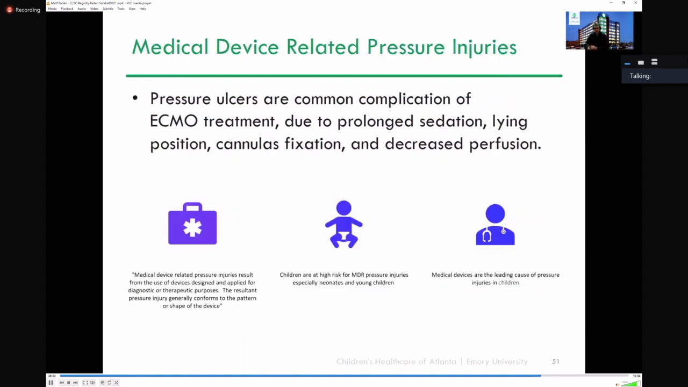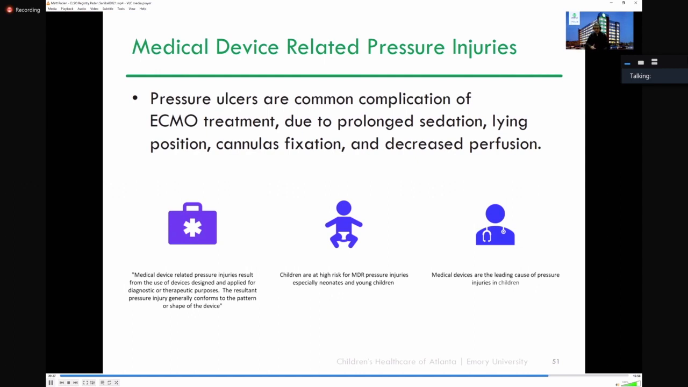And excuse me, for those of you who don't know, medical device related pressure injuries are a big deal, and they're actually the leading cause of pressure injuries in kids, who I take care of. They're also a very common complication of ECMO treatment because many of these patients have prolonged sedation. They are in a fixed position to try and get flow to go well. And so this really sets them up for pressure injuries.